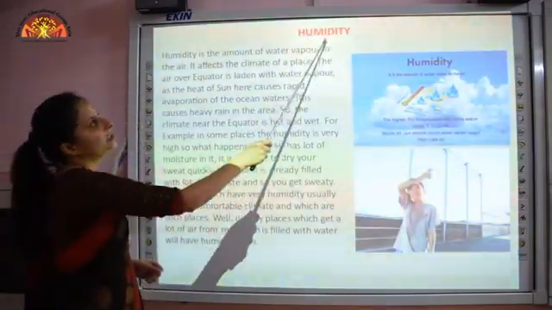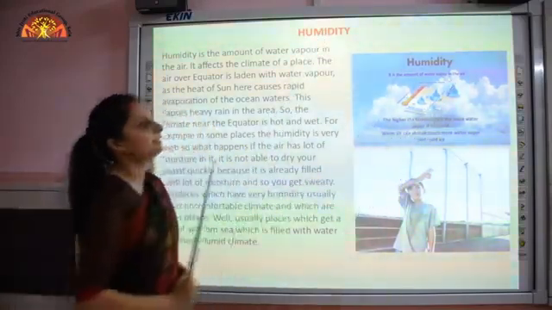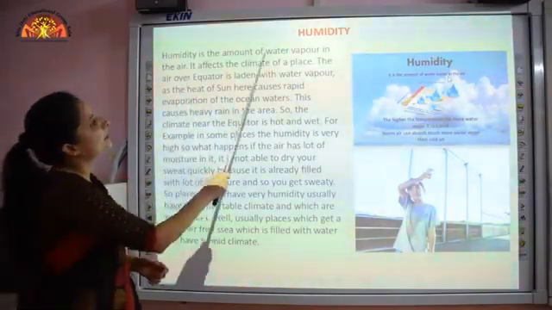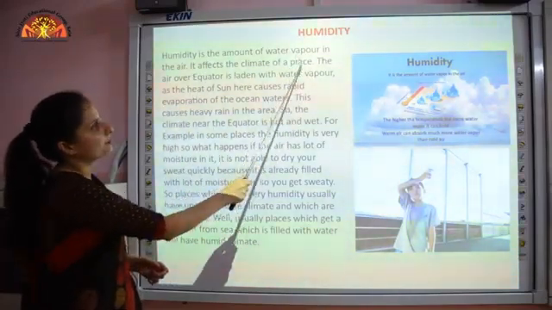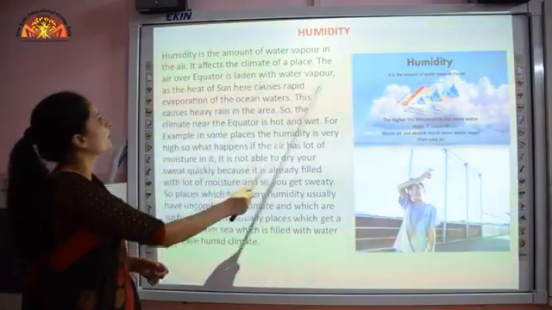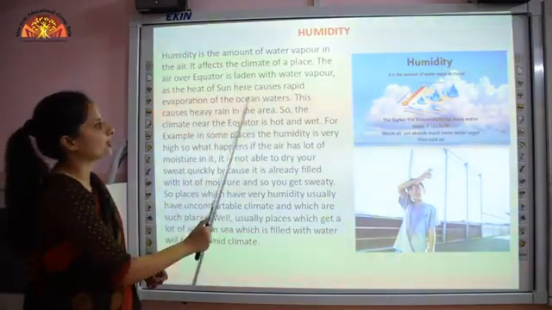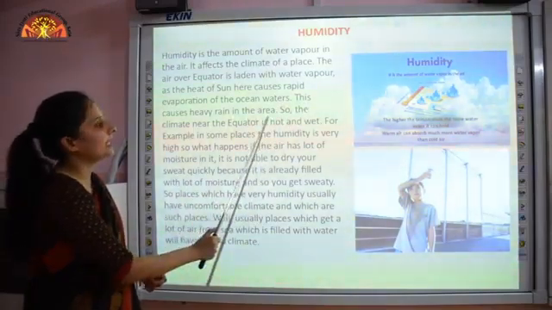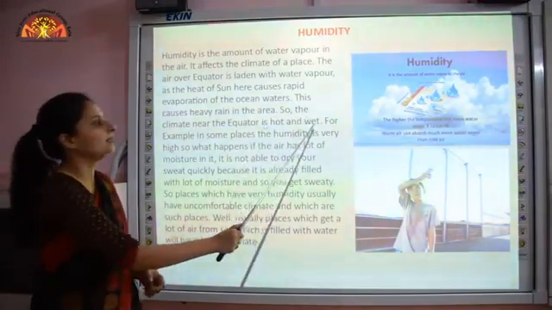Next factor is humidity. Humidity, you know, is the amount of water vapor in the air. Now, how does it affect the climate? Humidity is the amount of water vapor in the air. It affects the climate of a place. The air over the equator is laden with water vapor as the heat of the sun here causes rapid evaporation of the ocean waters. This causes heavy rain in the area. So, the climate near the equator is hot and wet.